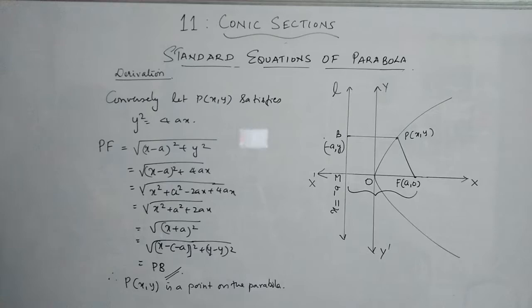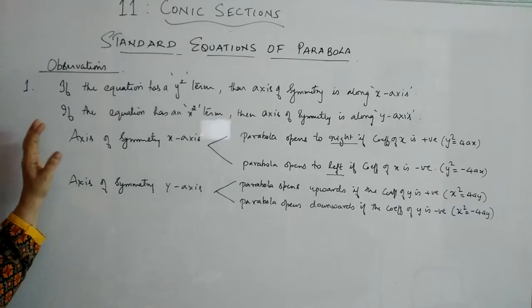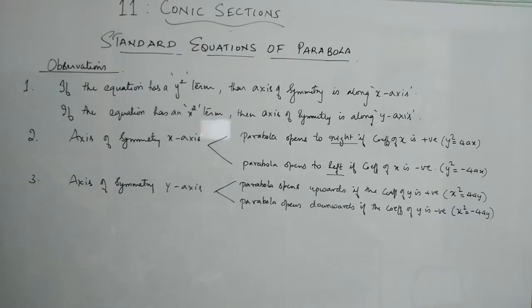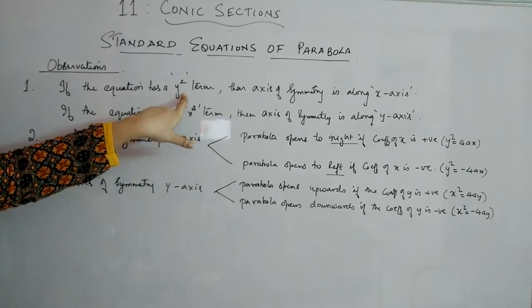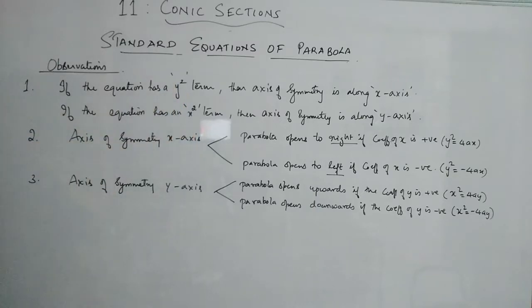Okay, so it is an if and only if statement. That means if you have a point on the parabola, it will satisfy the condition. If a point is satisfying the condition, it will be a point on the parabola. So these are the observations which you get from the equation. When you see the equation, what are they? If the equation has a y square term, then the axis of symmetry will be along the x axis. If you have y square equal to 4ax and y square equal to minus 4ax, the axis of symmetry will be the x axis for both.